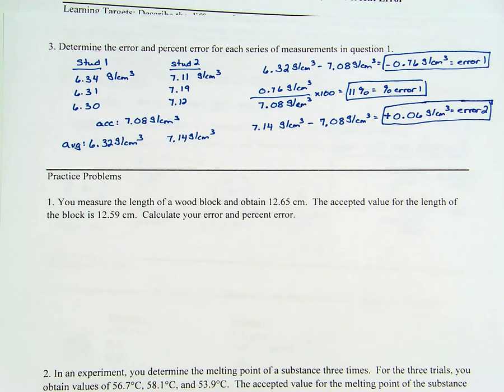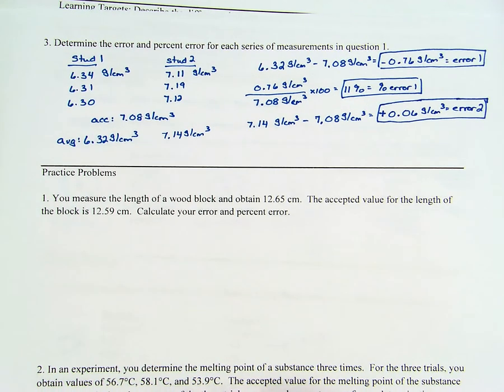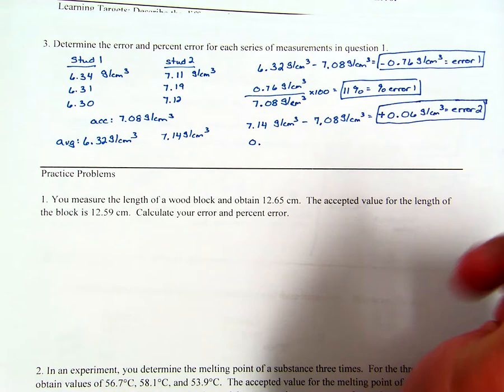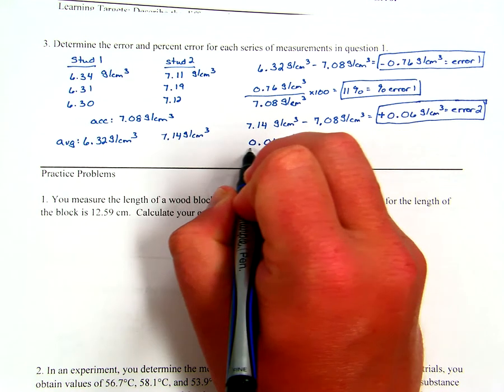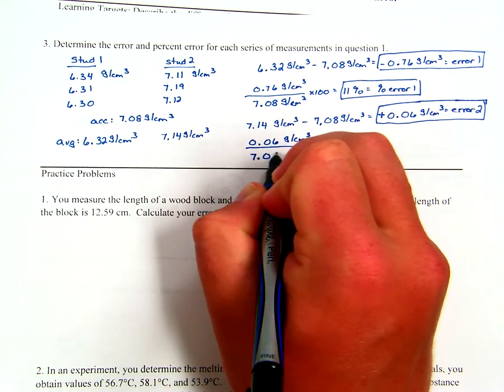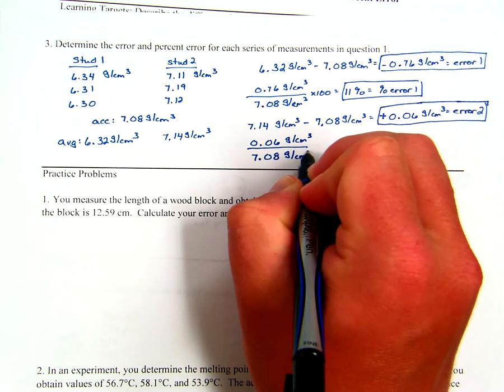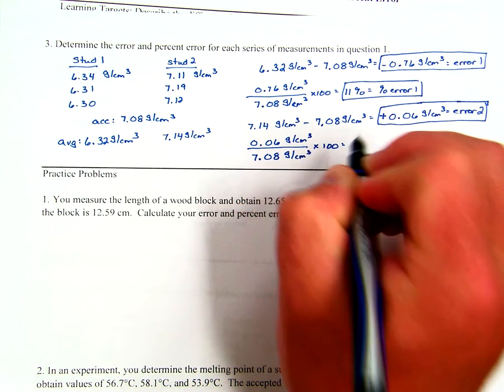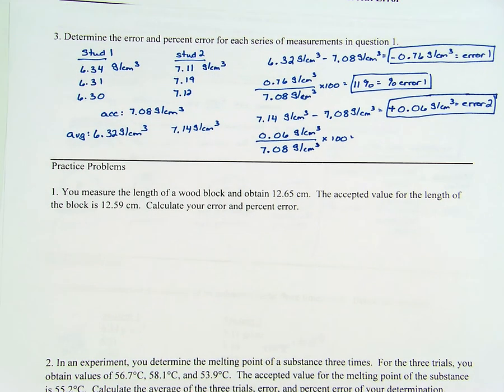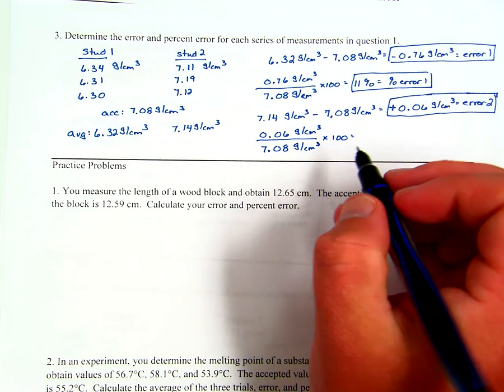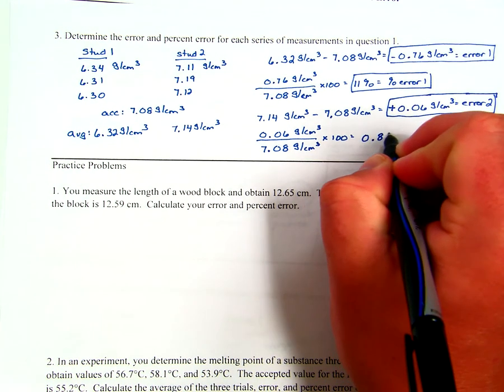And then the percent error, I just want to take the absolute value of the error, so 0.06 grams per centimeter cubed, divided by the accepted value, 7.08, times 100. And this gives us, let's see here. Oh, got it plugged in right to my calculator. I get 0.8% error. And that is percent error 2.